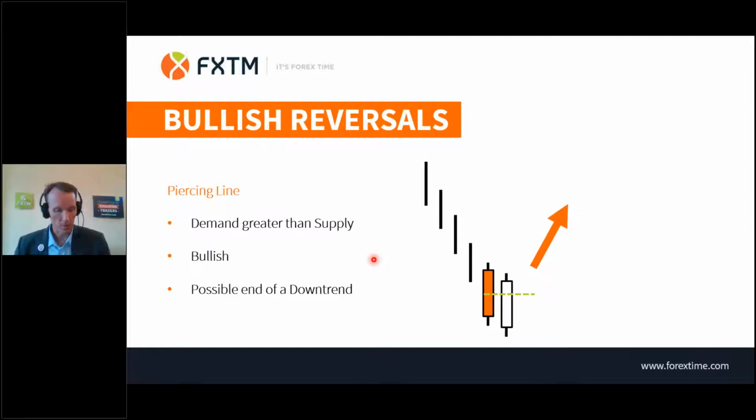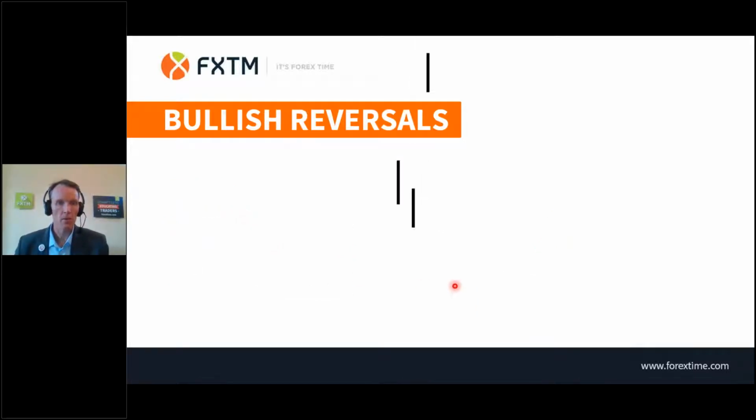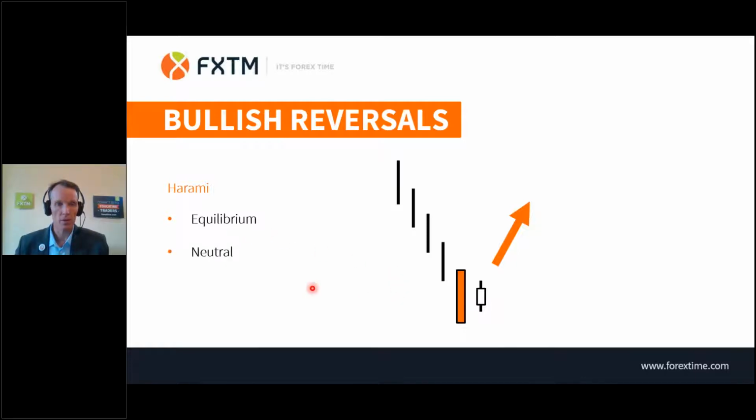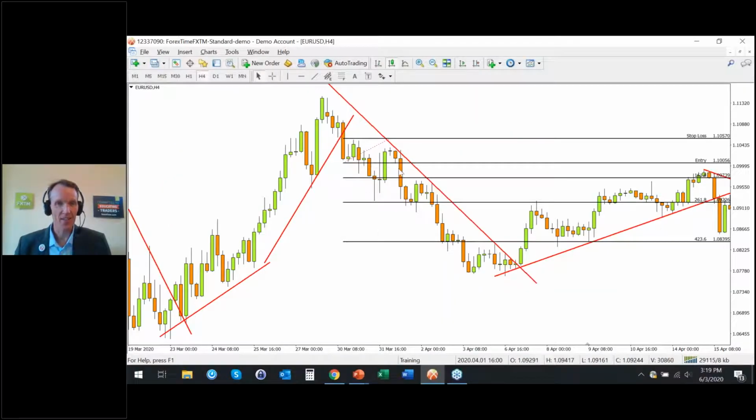Right. So let's go look for some other ones. I think I'm going to skip this one because it's so similar to the other one. Right. This is a Rami, equilibrium, indecision, a neutral type of bar, a warning of a possible reversal. Now you'll notice that you'll see indecision bars everywhere. So let's look for a couple of them.